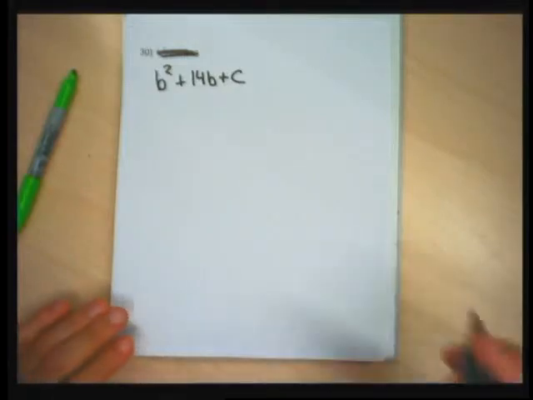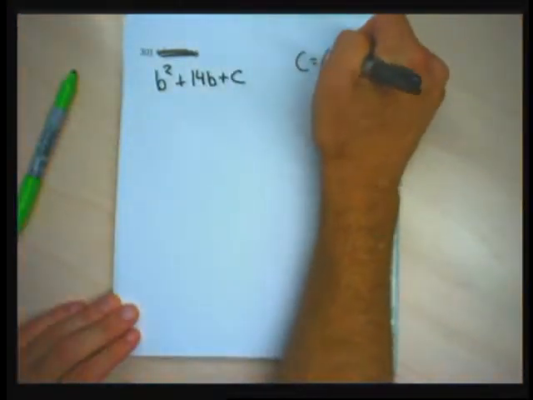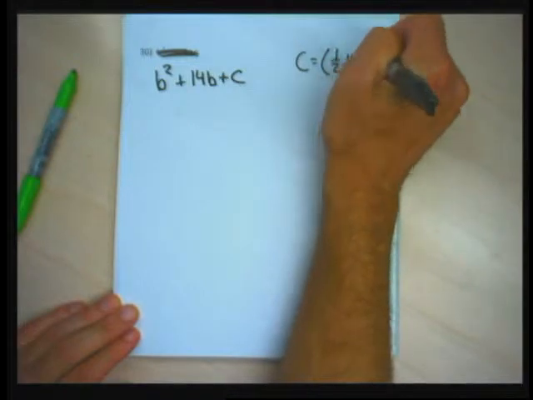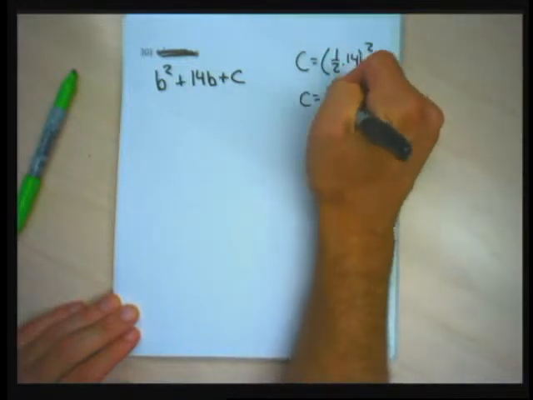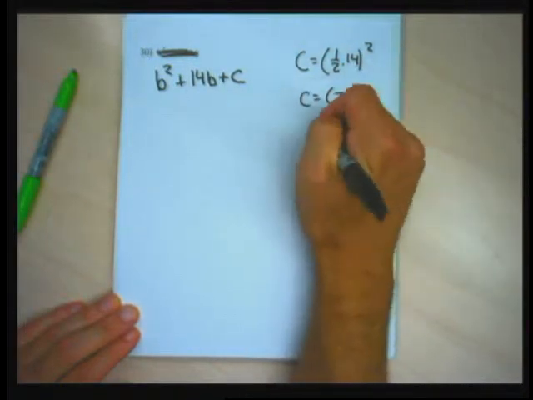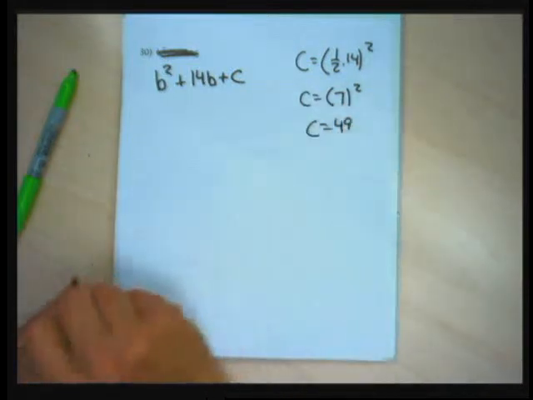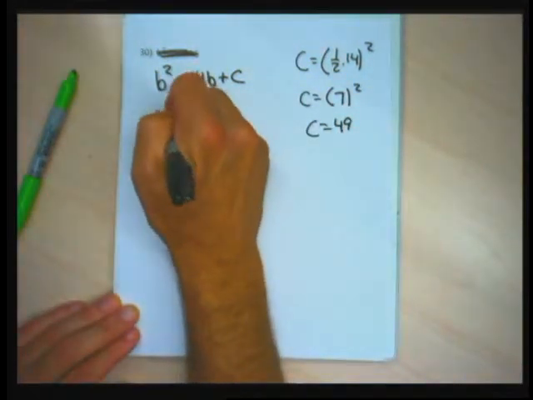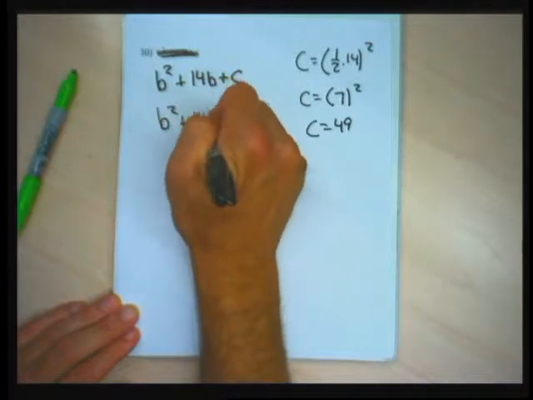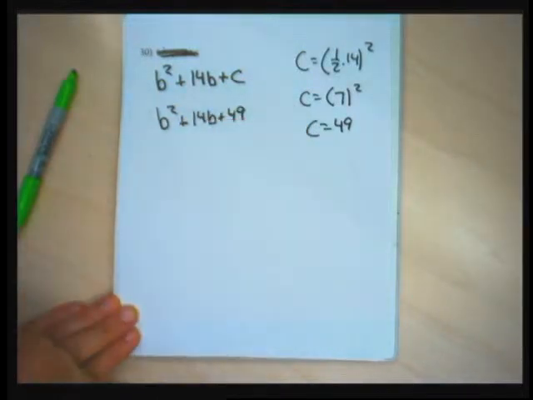So find C. C is half of 14 squared. Half of 14 is 7. 7 squared is 49. So I'm going to change this problem to b squared plus 14b plus 49, and then I'm going to factor it.